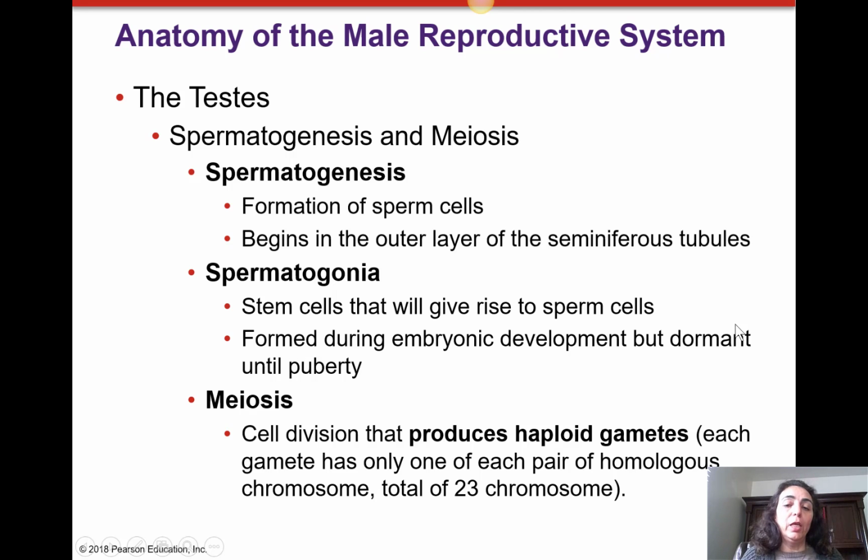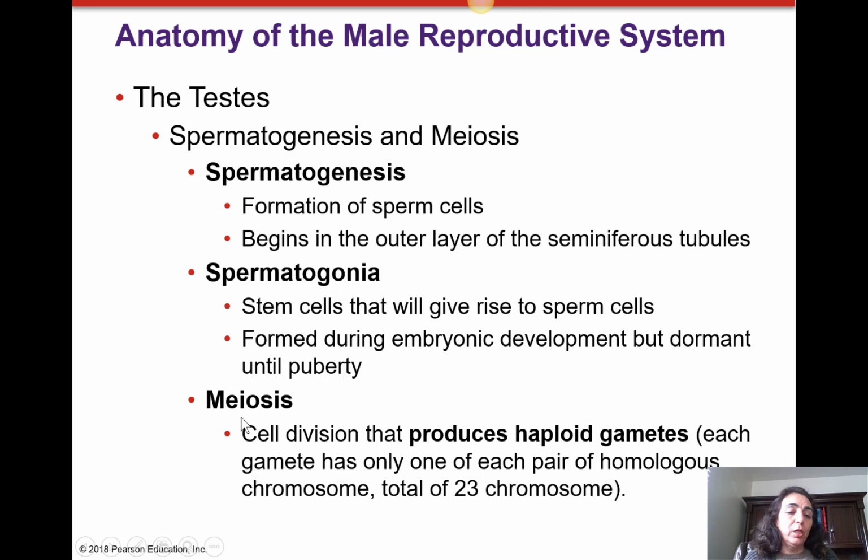But then they remain dormant until puberty. So the baby is born with them inside of the testes. They do not have any function until puberty. They just remain the way that they were until puberty happens, and then start undergoing more development, so that it ends up in the sperm formation, spermatogenesis, right?